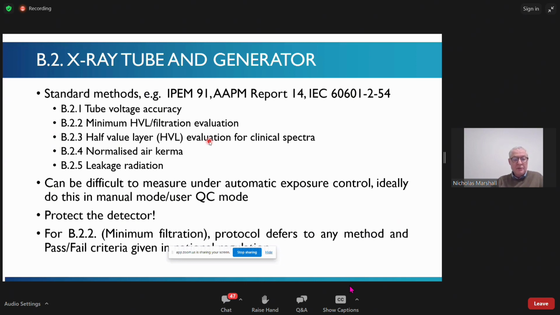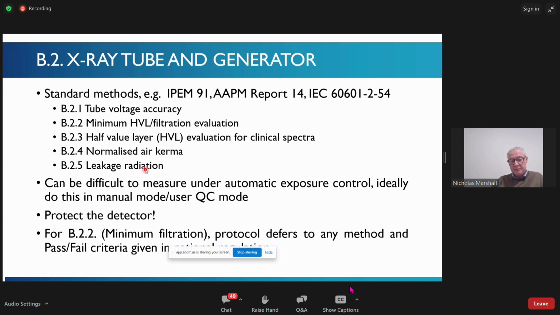Then there's a normalized air kerma, or the yield, or you might call it the X-ray tube output, measured at about 80 kV, and then leakage radiation. This may or may not be done by you, as in diagnostic X-ray physicist or medical physicist. It may be done by some other department, like it's done here in the hospital by other colleagues. But that is specified in the protocol.